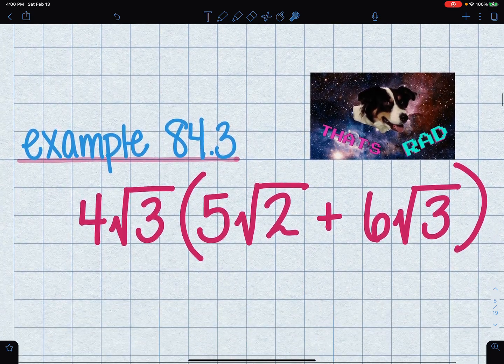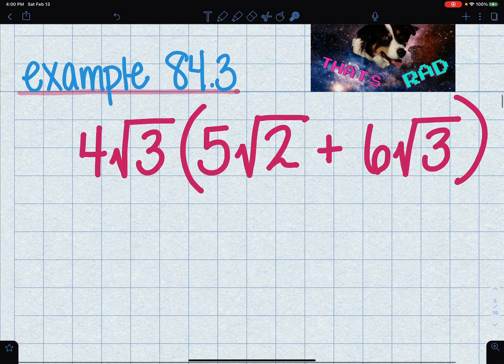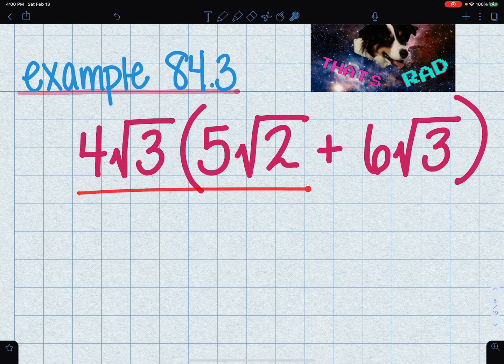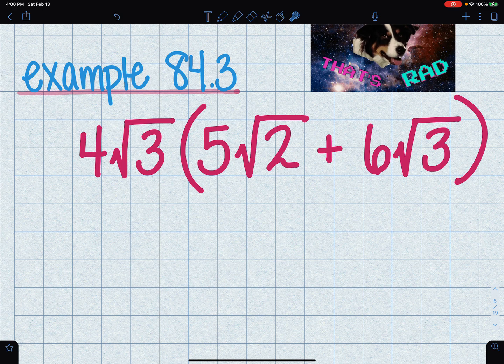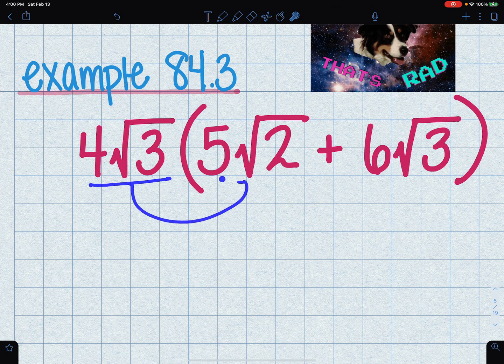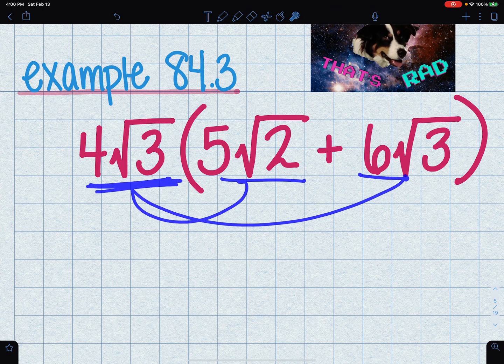Okay, let's do example 84.3. And they want us to simplify this bad boy. All right, so this is a tricky one. And just like any number that you're multiplying by something inside the parentheses, you have to use the distributive property. So it's going to be this times this, and then this again times this.